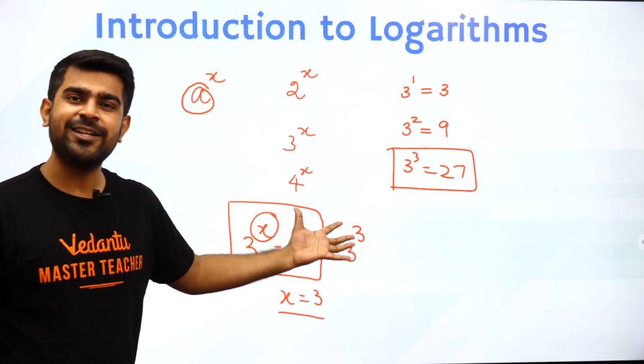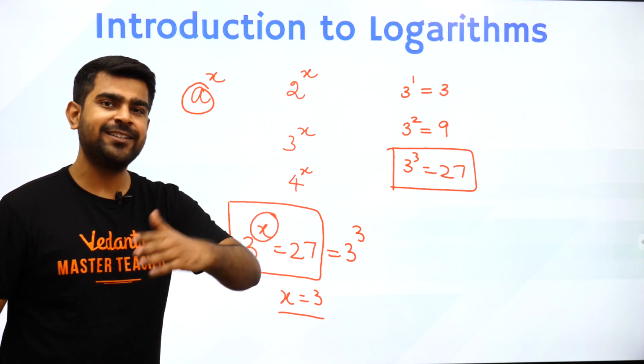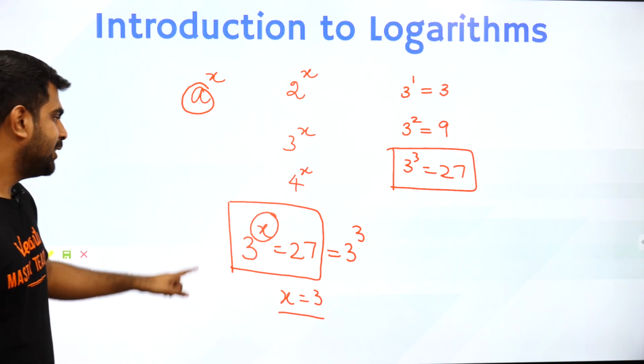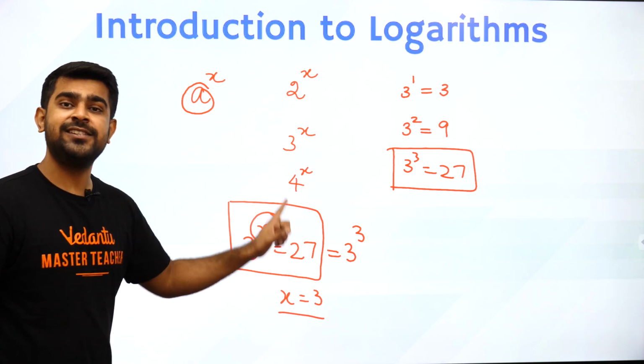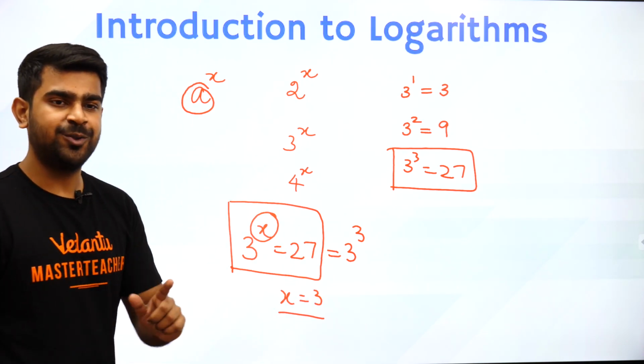Many of you might be knowing the basics of logarithm. So if you do know it, please comment it down below. That will be awesome. Okay. So how do you write 3 to the power x is equal to 27 in terms of log? That is my question for all of you.